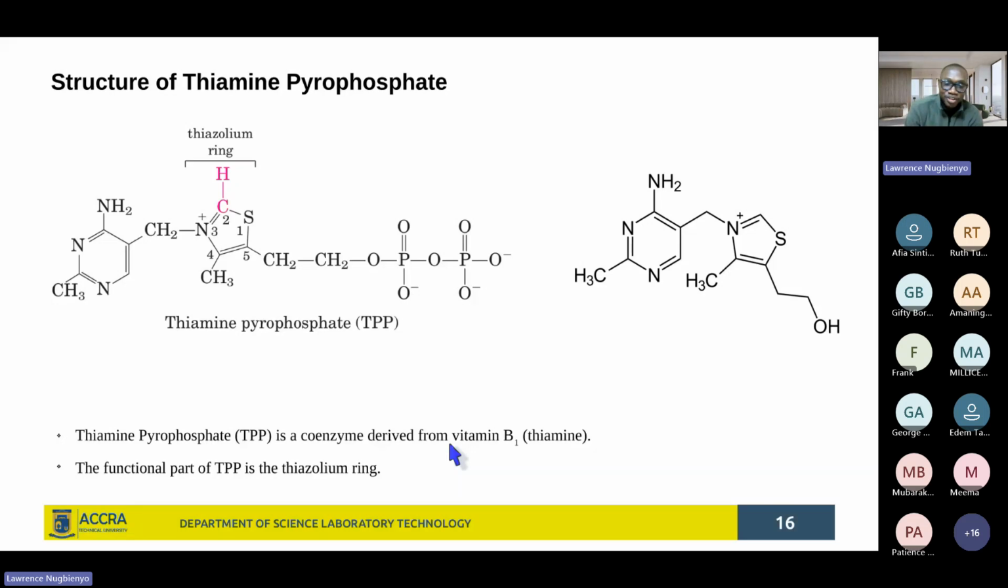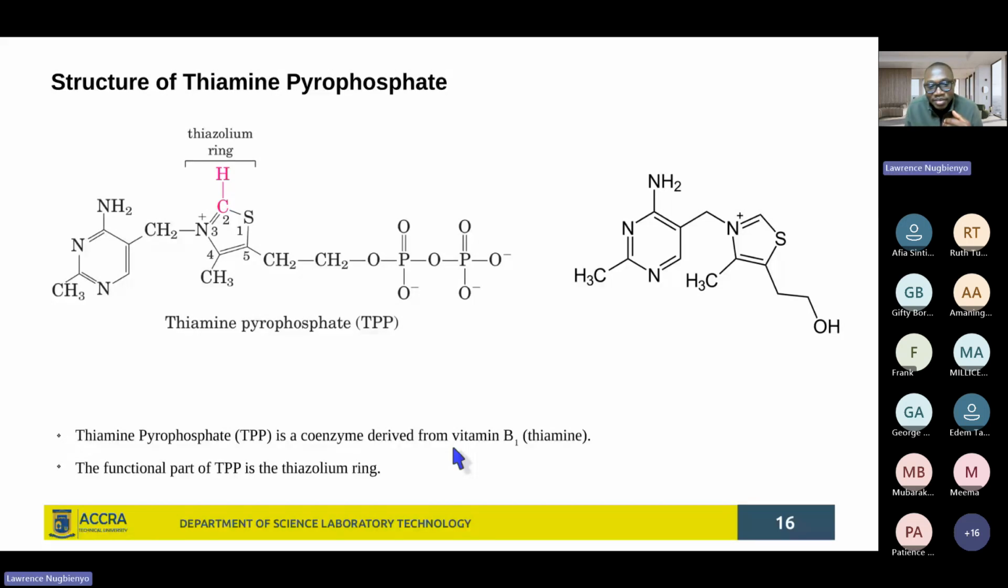Now, as we do all the time, we take a coenzyme, we take a look at the structure, and then we look at the function. So we're starting with thiamine pyrophosphate.